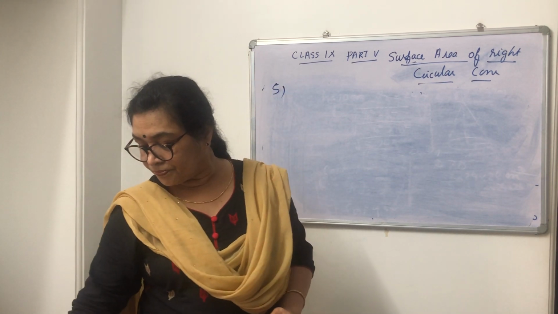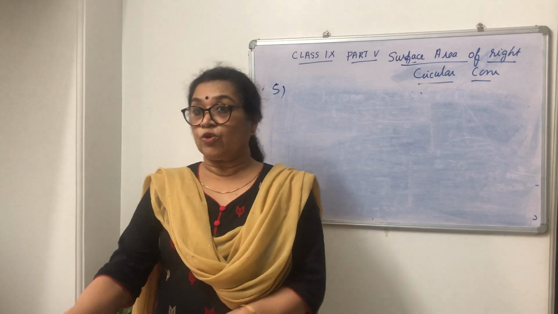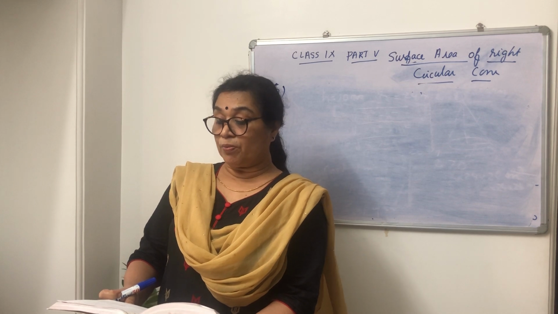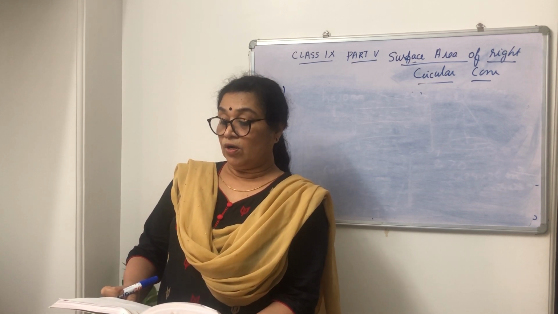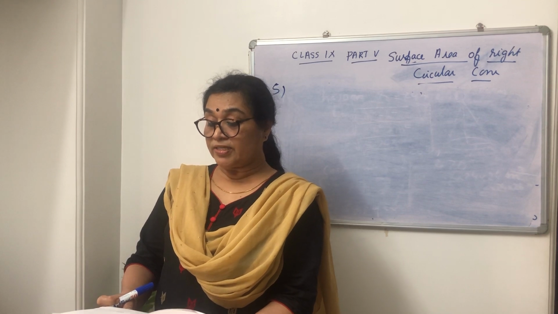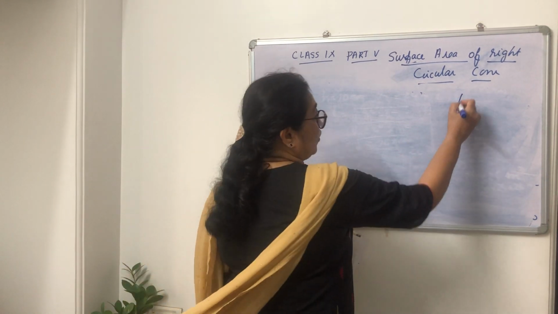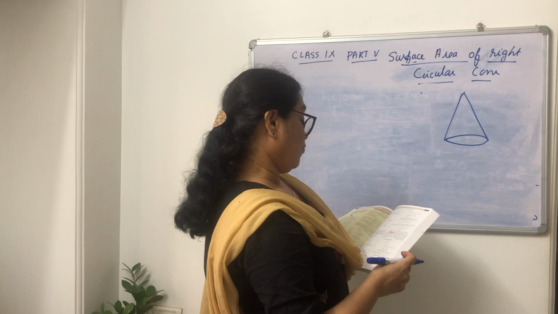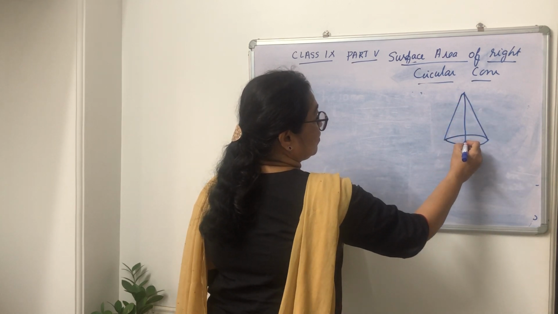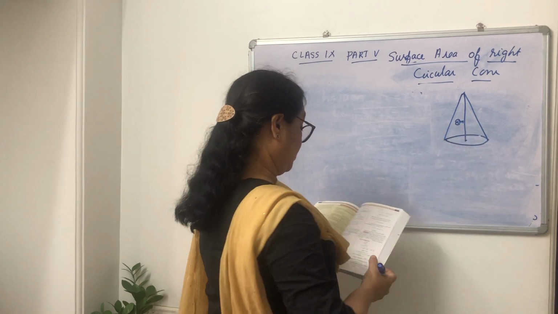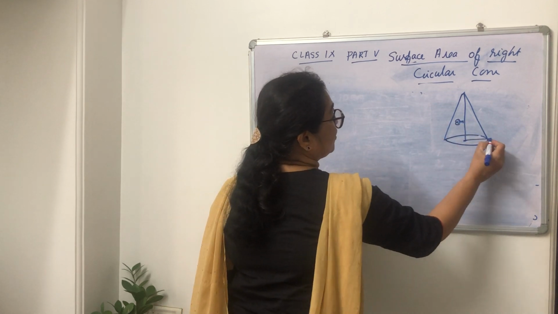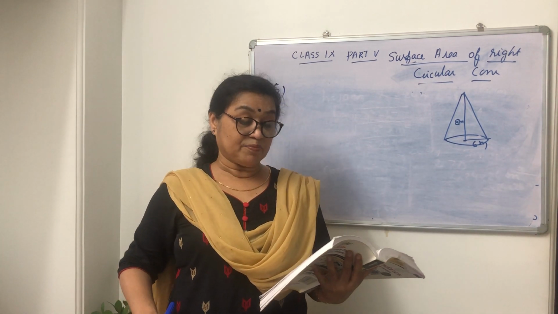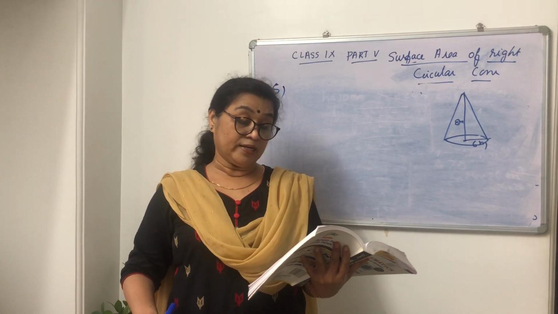Fifth one, what length of tarpaulin 3 meter wide will be required to make a conical tent of height 8 meter and a base radius 6 meter. So again a conical tent of height 8 meter. This is 8 meter and the base radius is 6 meter. A tarpaulin is used, not canvas, this time tarpaulin is used to make this conical tent.